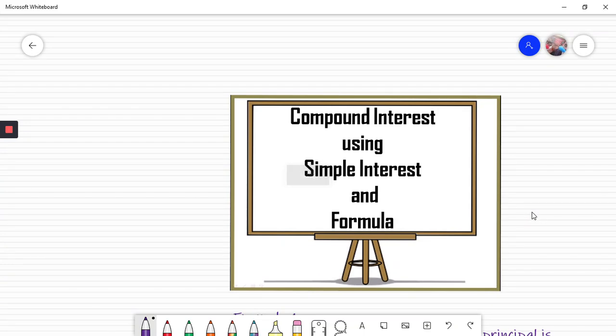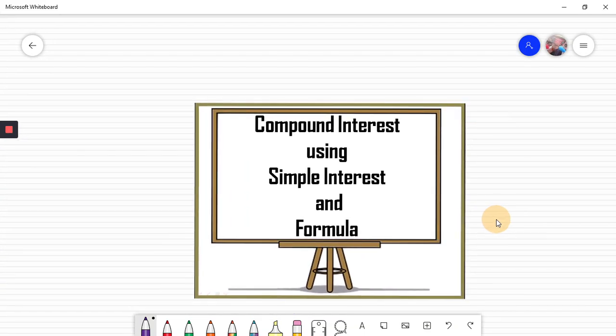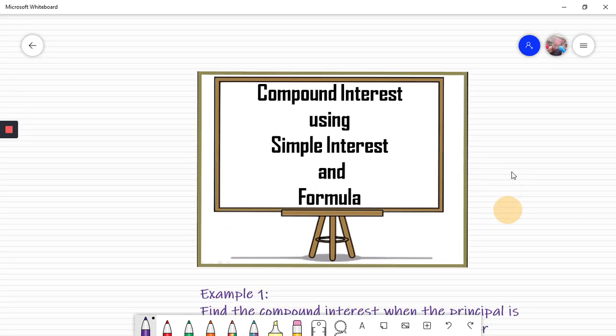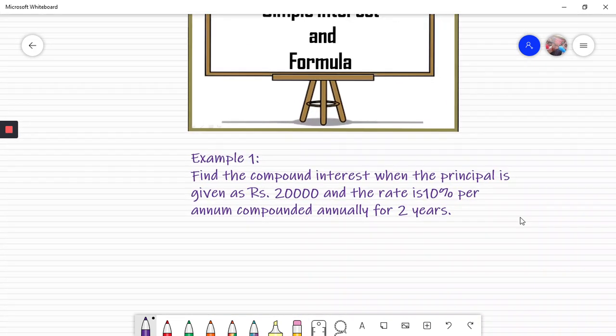So today I'm going to discuss compound interest calculations using simple interest and formula. There are two different ways to calculate compound interest. I'm going to explain both of these using an example in this video. So let's take an example.